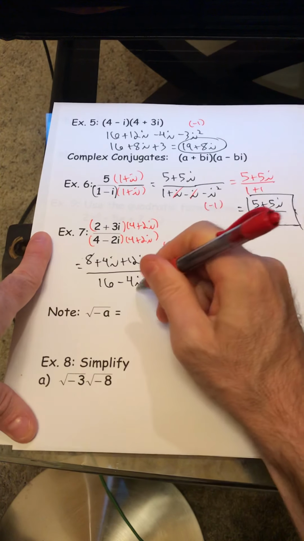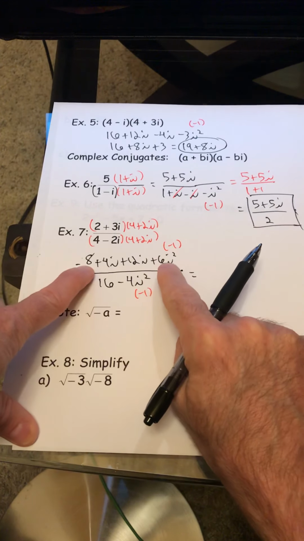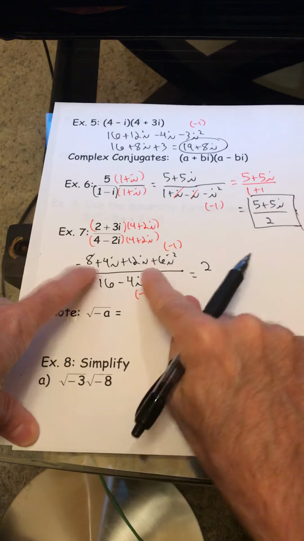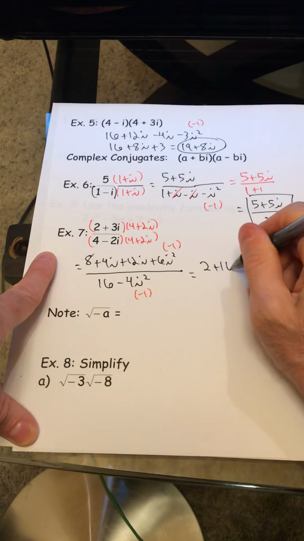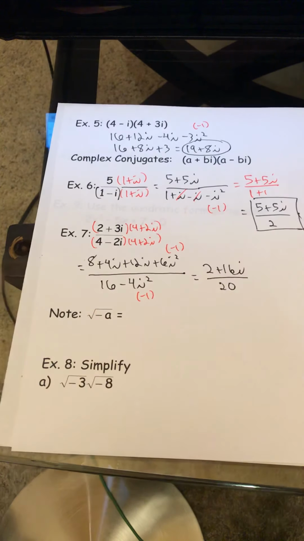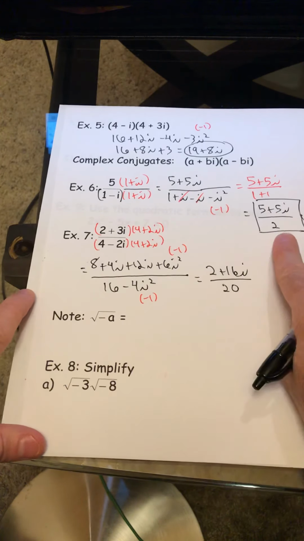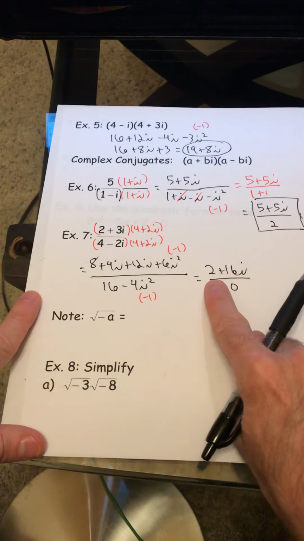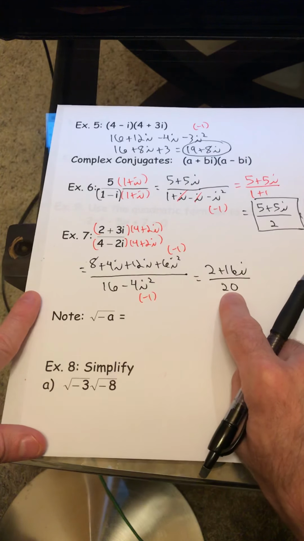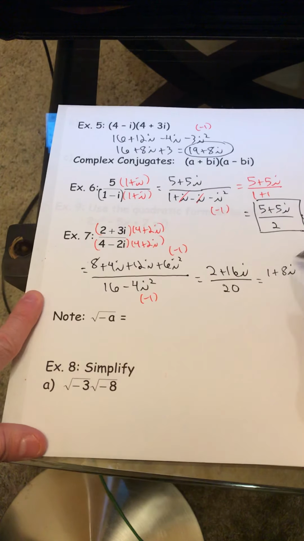Now, from here, keeping in mind you have a -1 here and here, so that's going to give us 8 minus 6 is 2, plus 16i over 20. Now, kind of like when you do the quadratic formula, sometimes you get to this point and you aren't quite finished. Example 6, we couldn't reduce. 2 plus 16i over 20 will. All of these reduce by 2, so 1 plus 8i over 10.